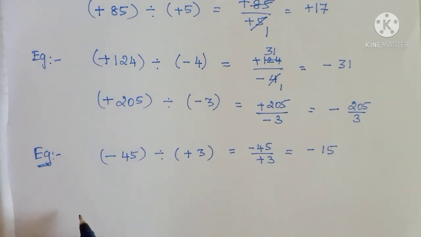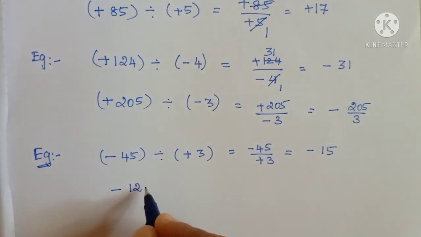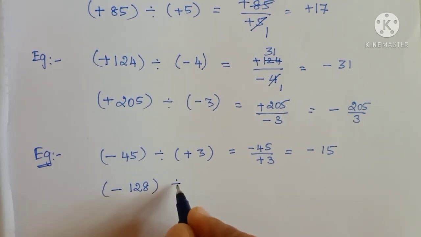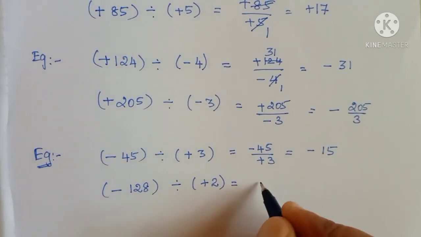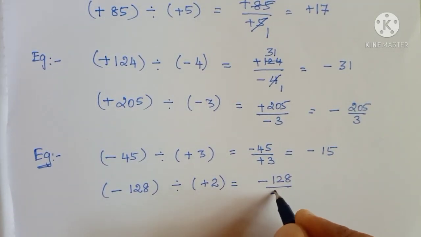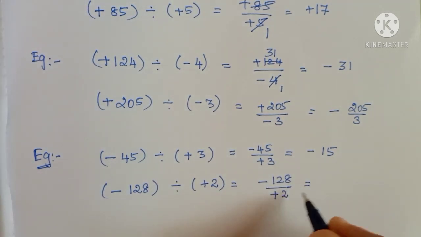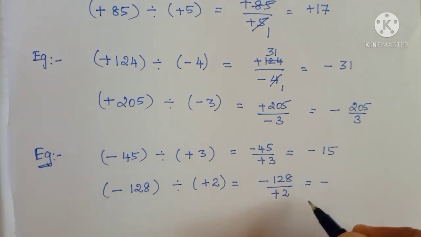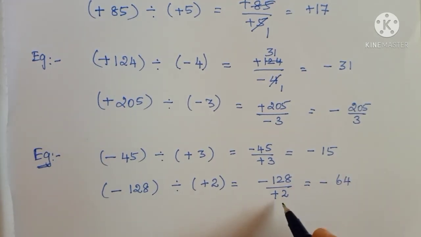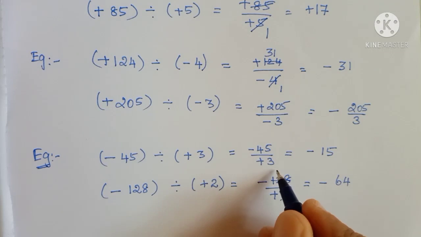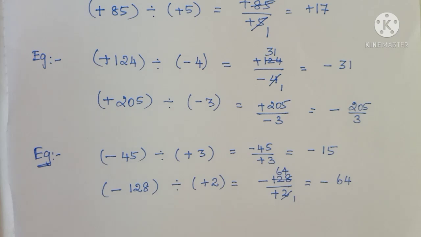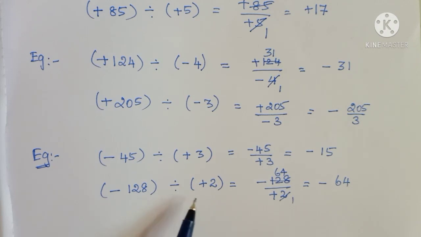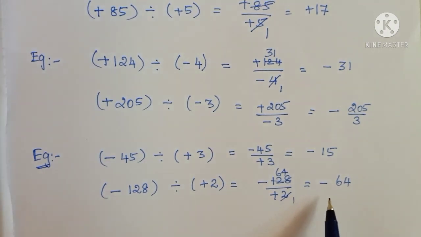Let us see one more example. Minus 128 is divided by plus 2. Now minus 128 divided by plus 2 is equal to minus 128 by 2, since minus divided by plus is minus. That is 64. So 2 one time, then 12 coming means 6 2s are 12, and 4 2s are 8. So minus 64. So if you take a negative integer divided by a positive integer, we are getting only a negative integer.